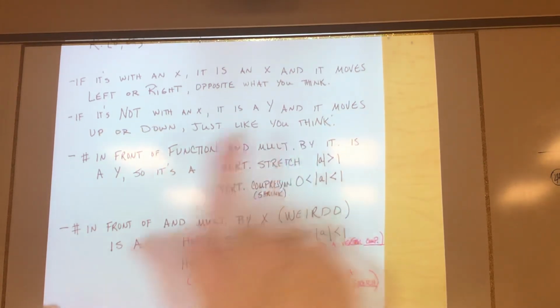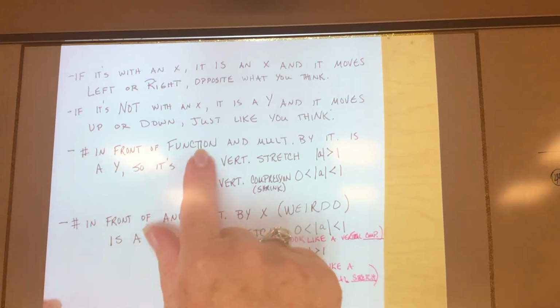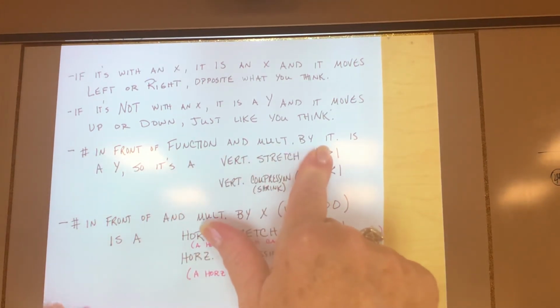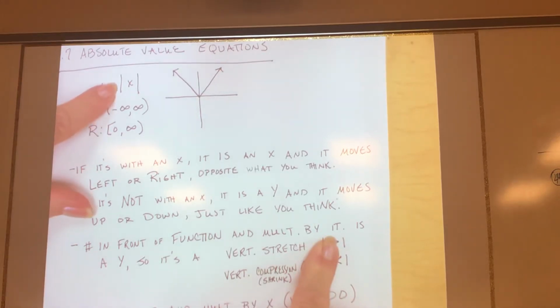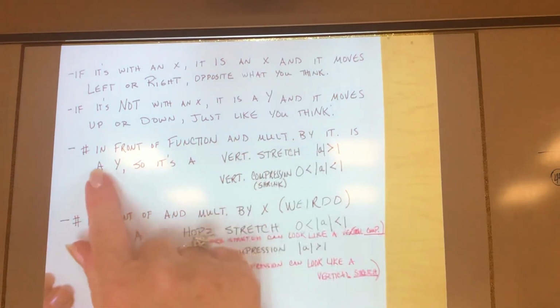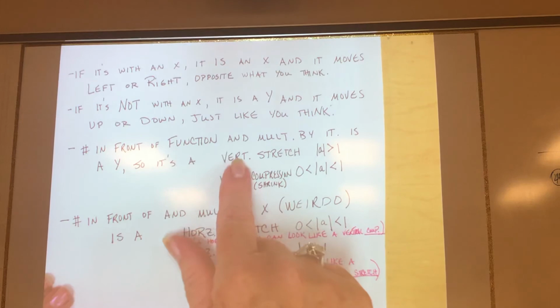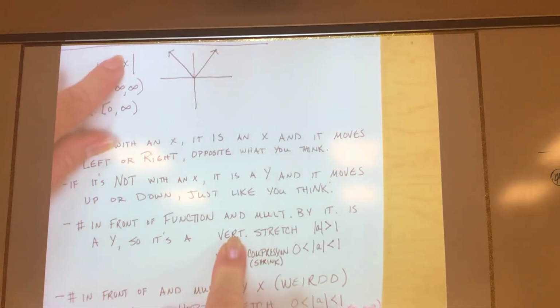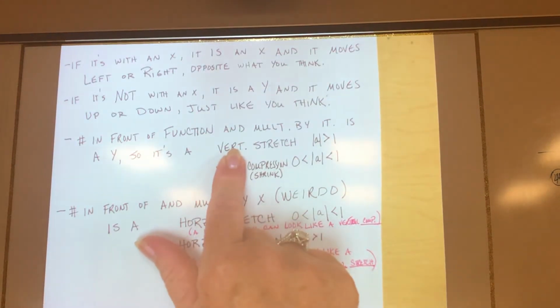You with me? If you have a number in front of the function and it's multiplied by it, this is what I'm talking about, people. Remember how we put these numbers out front right here? If I put a 3 right there, that was a vertical stretch or compression? Stretch. If I put a 1/2 right there, that was a vertical compression. The number in front of a function and multiplied by it is a y, so it's a vertical. If it were in there with the x, it would be a horizontal, like the x-axis, and that would be the opposite of what you think.